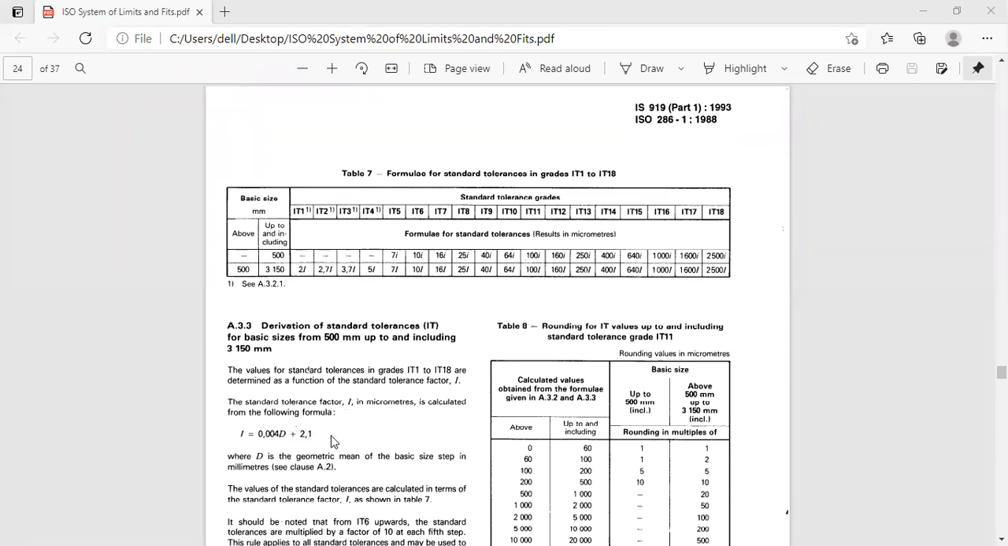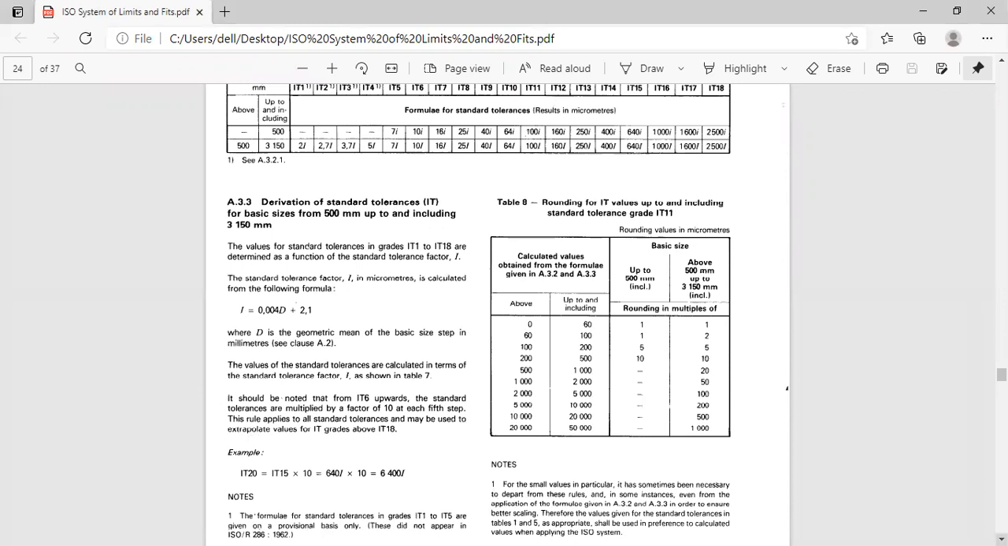D we have already calculated, root of D minimum D max, for basic sizes from above 500 mm to 3150. I want to tell you this because not only the academics, the degree and everything, it is giving other values above 500 mm, how to tackle the problem. Same procedure, but the formula will change for capital I.